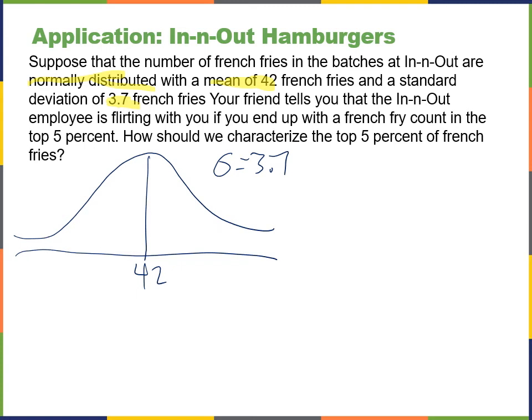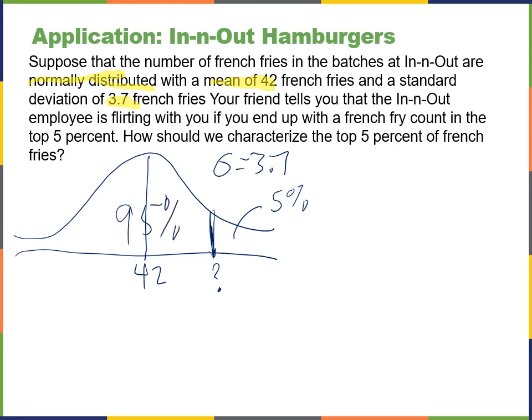Your friend tells you that the In-N-Out employee was flirting with you. And if you end up with a French fry count that is in the top 5% of all French fry counts, then that means that they really were flirting with you and they gave you some extra fries. Okay? Well, what number of fries would put you in the top 5%? How should we characterize the top 5% of French fries? So here's the top 5% of French fries per batch, right? How many fries would be that dividing line between the bottom 95% and the top 5%?